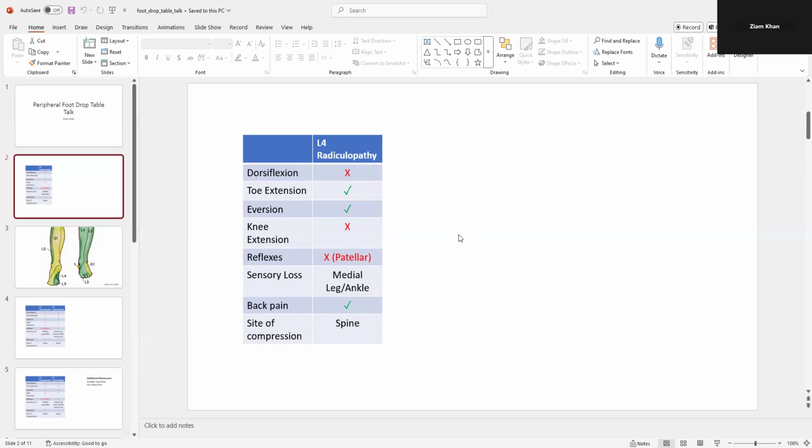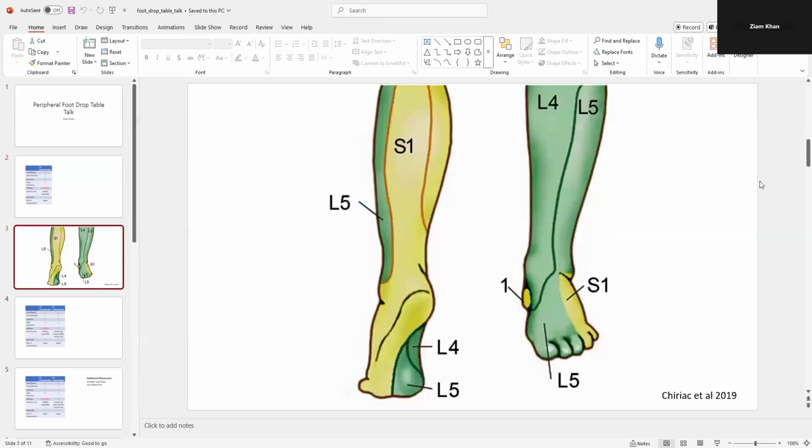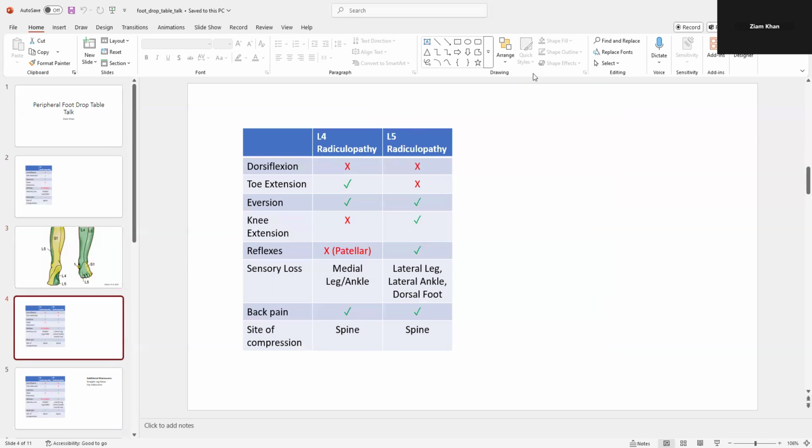Something else that's going to help you tell this apart is looking at the regions of sensory loss. It affects the medial leg and the medial ankle. Notably, it doesn't affect the dorsum of the foot. It has a little bit of a region in the back, but this is going to be easy for you to tell apart from L5 as well. And so moving right into L5 radiculopathy, this radiculopathy will affect toe extension.